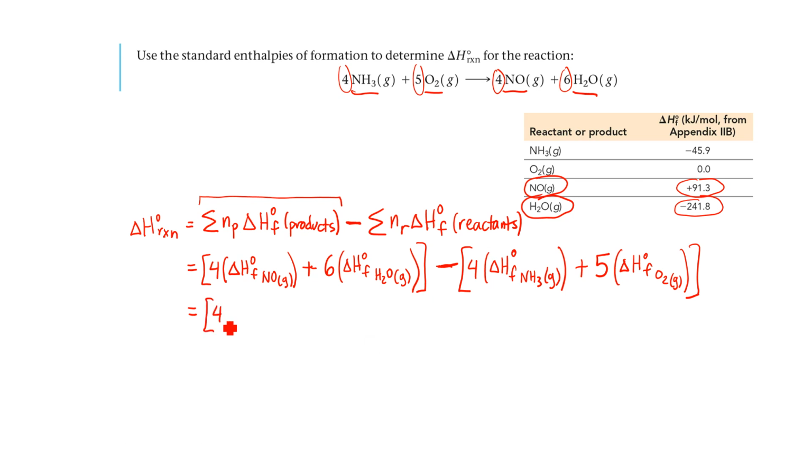Now what are we going to do? We're going to do 4 times whatever that number is. The standard enthalpy of formation of NO is positive 91.3, so I'm just going to do times 91.3 kilojoules. Notice this is in kilojoules per mole, plus 6 times the standard enthalpy of formation of water, which is negative 241.8 kilojoules.